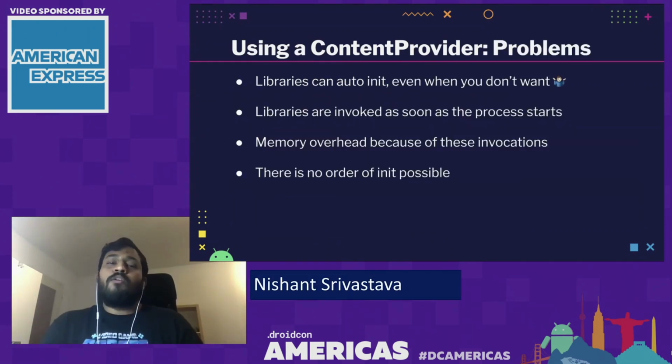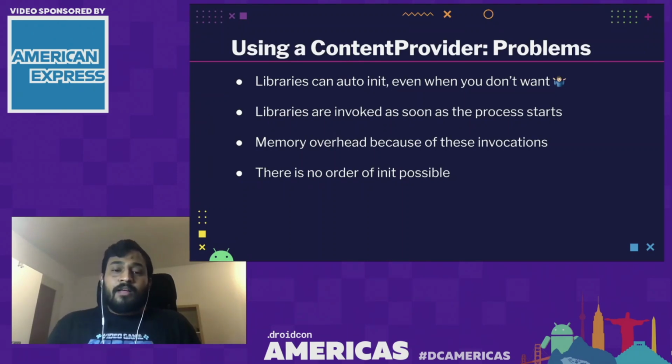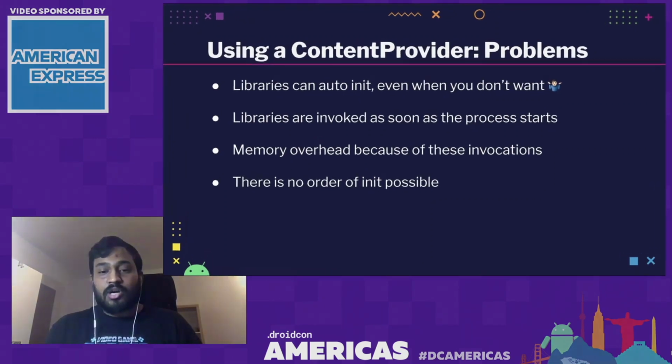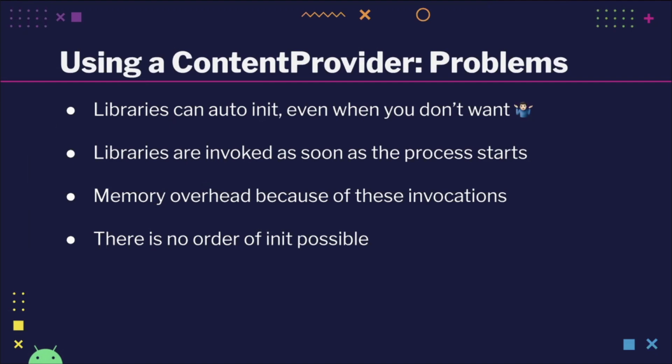Okay, so if so many libraries are using this, is that a big problem? Well, there are a couple of problems in this case that we should look at. The first being that libraries can auto-initialize themselves, even if you don't want them to. The same case that I was discussing for Facebook, this is what will happen. Libraries are invoked as soon as the process starts because the content provider is invoked as soon as the process starts. And because these invocations are happening, there is a memory overhead. And when there are multiple providers merged into the manifest, there is no defined way that you can tell in what order the initialization needs to happen, right? You can't actually control that.